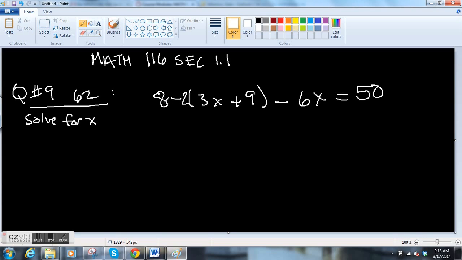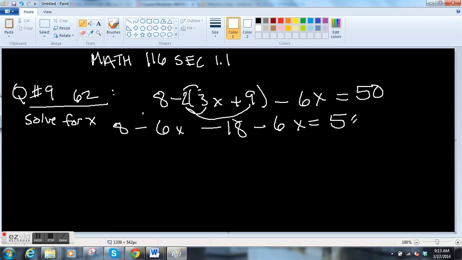Okay, so the first thing you want to do is multiply this 2 out. So we get 8 minus 6x, because that's 2 times 3, minus 18, because that's 2 times 9, minus 6x equals 50. So distribute everything out so it's all on a line like this.